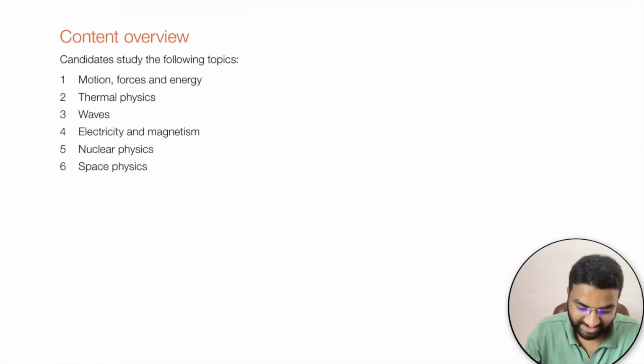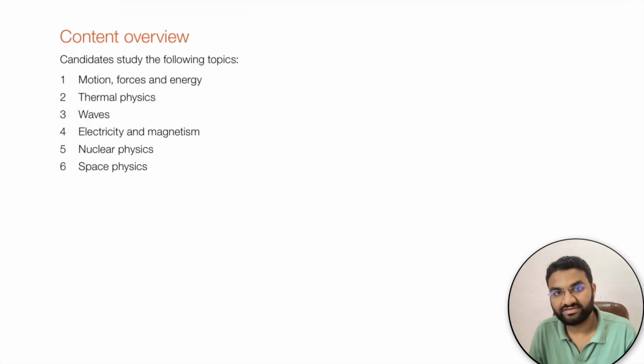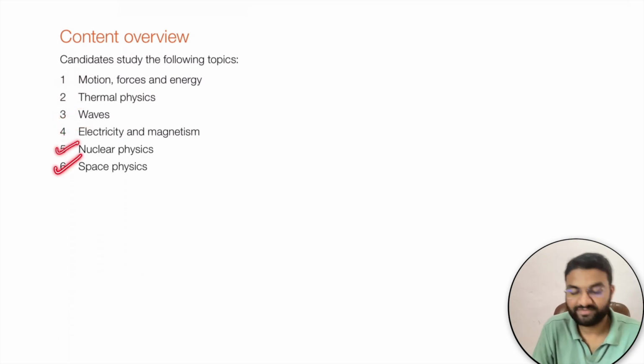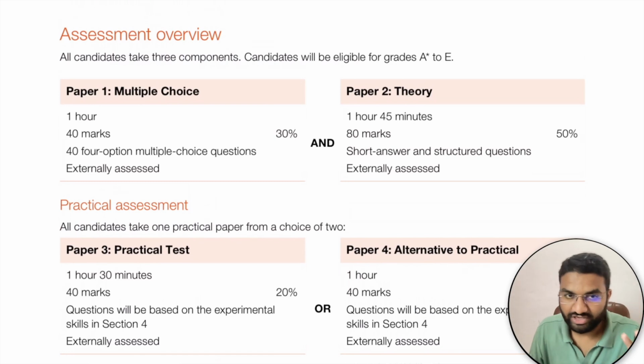So you have the content overview. We have 6 topics. First one is motion, forces and energy. Then thermal physics, wave physics, electricity and magnetism, nuclear physics and space physics. There are just 6 parts, and from each and every topic you will get questions. That's it. So you have 3 papers to give.